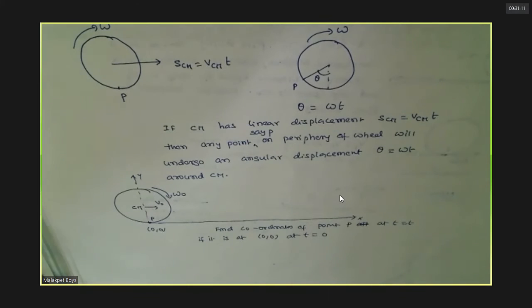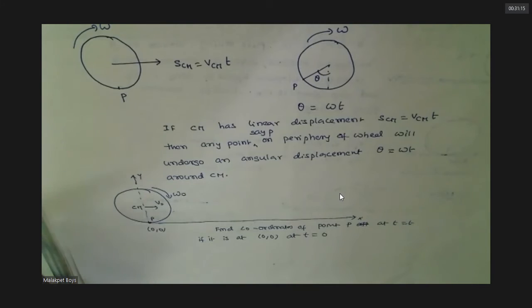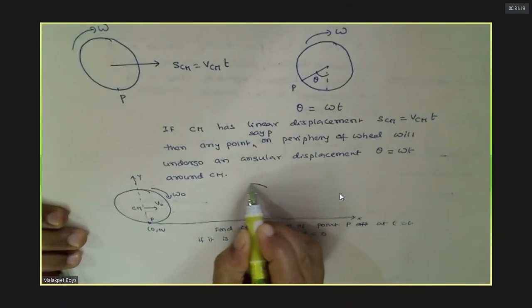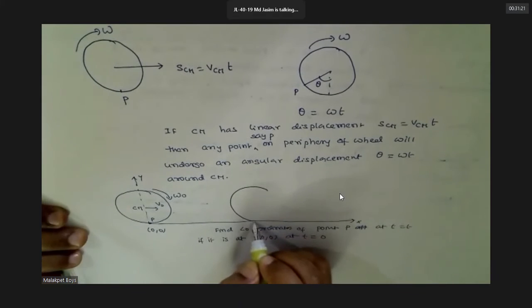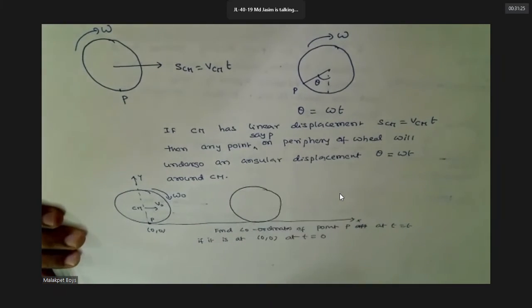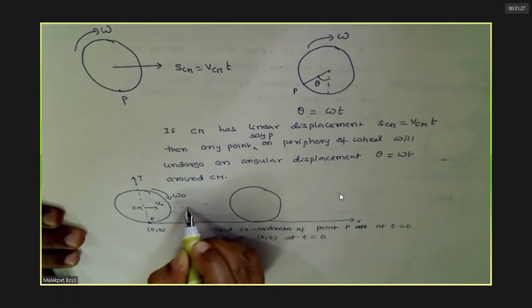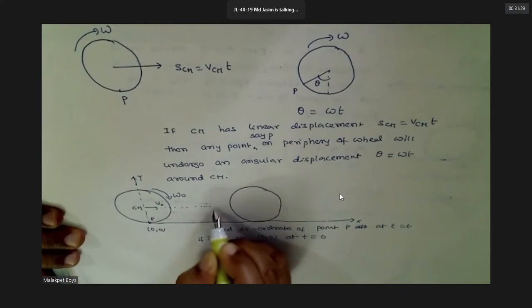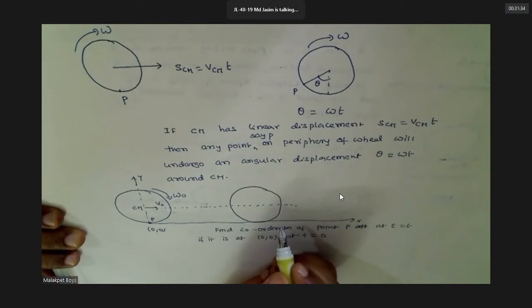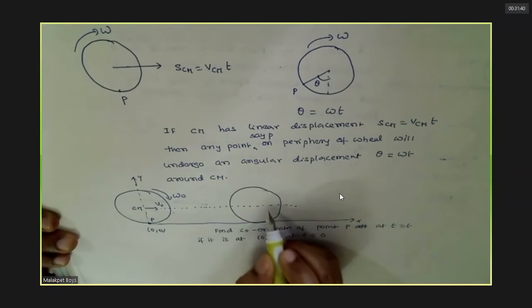Any answer, man? Hello. Sir, what is the answer? Sir, I got one answer, sir. What is that answer? Sir, V naught plus R sin theta, comma, R cos theta. No, sir, R, comma R. I got like that. Man, they are diametrically wrong.